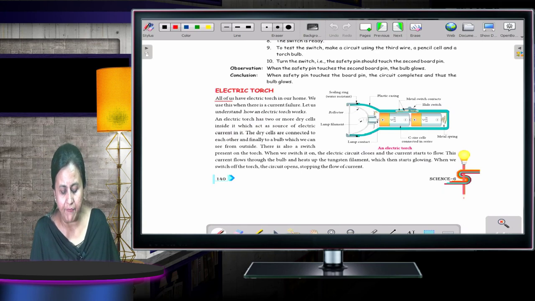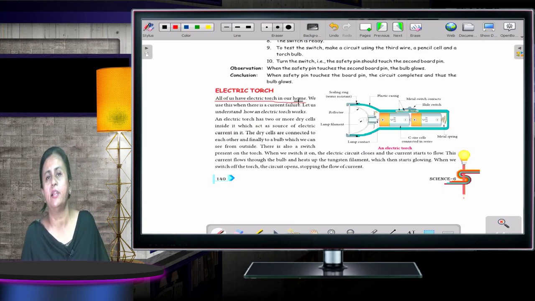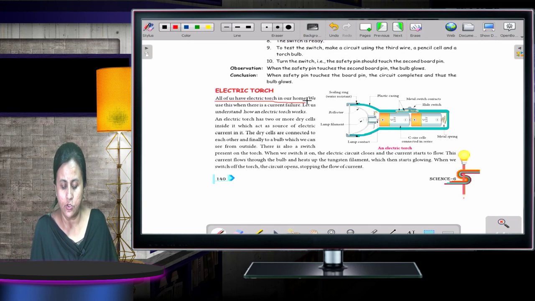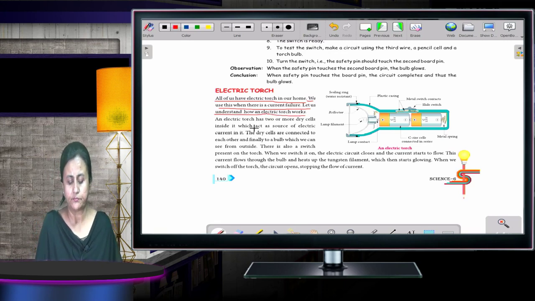All of us have an electric torch in our home. That is very sure. In case the light is not there, what do we do? We want to get immediate light, so we switch on the torch. So, we use this when there is a current failure. Let us understand how an electric torch works.